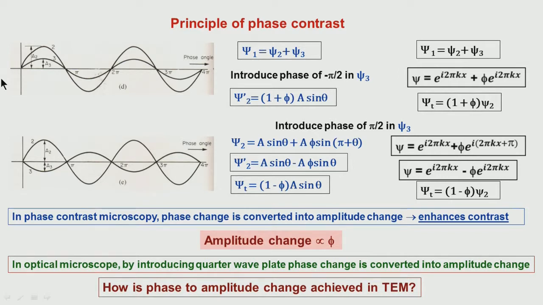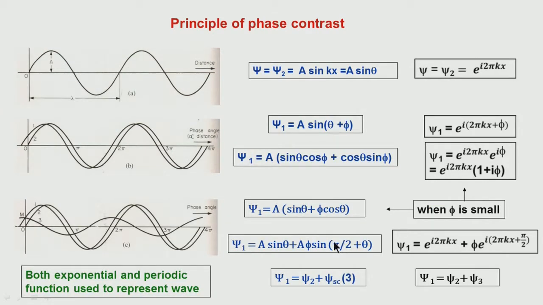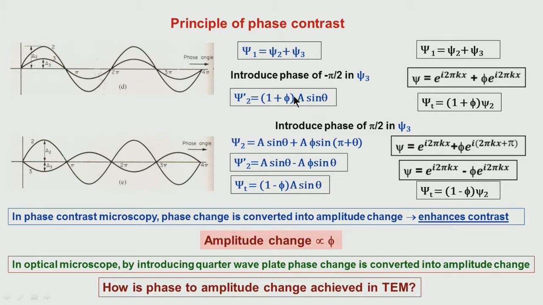If to the scattered wave we can introduce another phase of pi by 2, either a lag or a lead, then suppose we introduce a phase of minus pi by 2. This will finally give psi 2, the amplitude, because this wave which was initially like this has been shifted, so it becomes 1 plus phi into A sin theta.